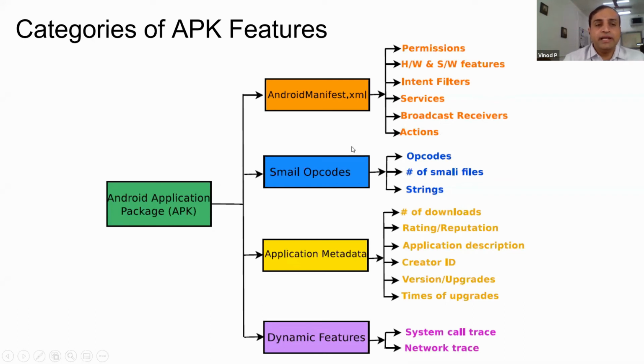If we do an in-depth analysis of low-level features, we take the Dalvik code, the classes.dex, and reverse it to get the smali files. You take the classes.dex, reverse it, and get a lot of files called smali files, open each smali file, extract the instructions from it, and do the analysis. People have also analyzed the number of smali files, thinking that malware has more of them compared to legitimate apps. They have also analyzed strings. We can analyze application metadata based on the number of downloads. We can also analyze dynamic features, that is, system calls and network traces.